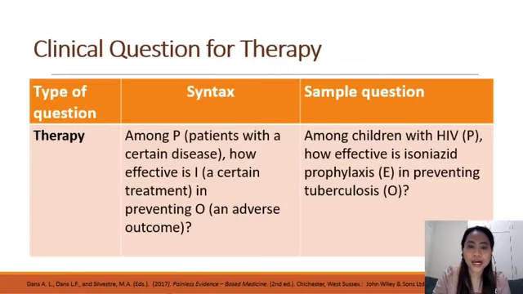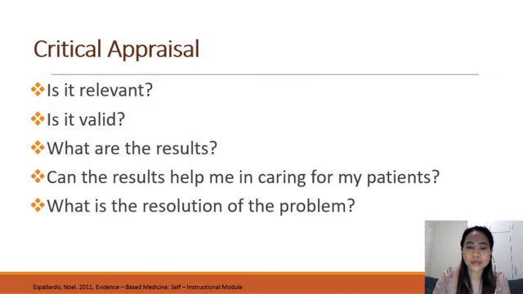As a review, clinical questions for therapy are usually phrased following this syntax. Among P, patients with a certain disease, how effective is I, a certain treatment, in preventing O, an adverse outcome? Methodology could be added, and this could either be a systematic review or RCT. These are the general questions we need to answer. We will go through them one by one.